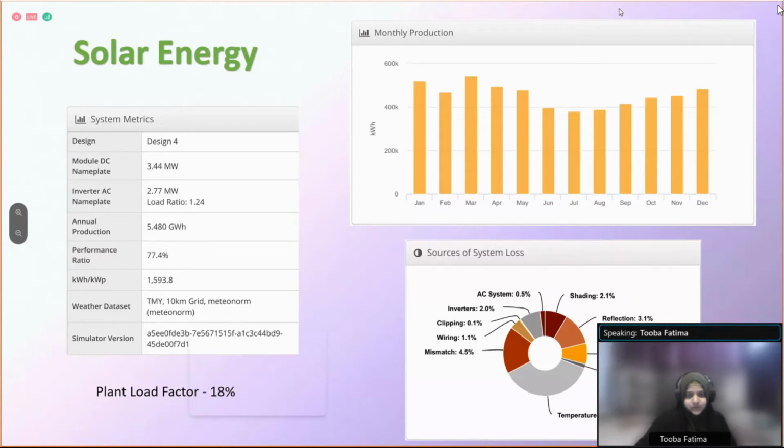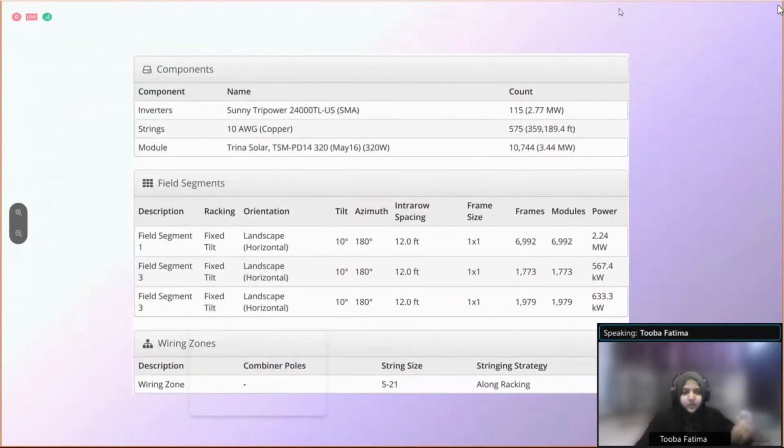We can also see the sources of system losses: AC systems, inverters, clipping, wiring mismatch, shading, reflection, soiling, irradiance, temperature, etc. Also, we have here the inverter that we use, the string we use, as well as the count of the inverters and strings and the module that we used for the simulation. We also have the data for field segments 1, 2, and 3 respectively. The racking we used here was fixed tilt racking, and orientation was landscape horizontal, with a 10-degree tilt and azimuth of 180 degrees.